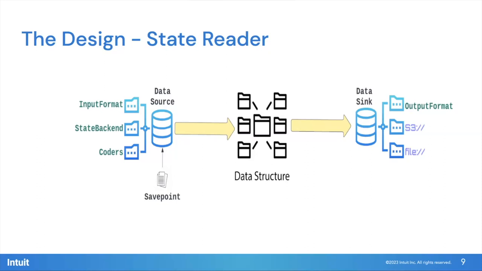Both our state reader and state bootstrapper use the Flink State Processing API. For state reader, we define a data source which is responsible for reading data from a savepoint. The data source takes in the input format object, a state backend, and a set of coders. It extracts data from the savepoint and holds the state in some intermediate data structure.